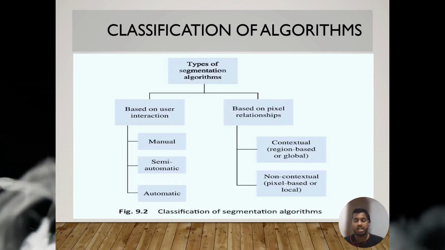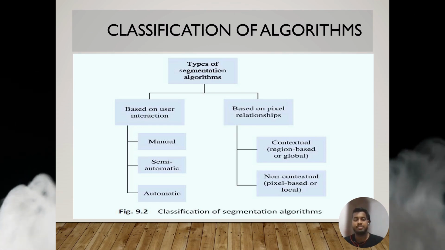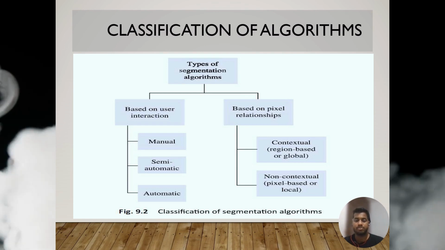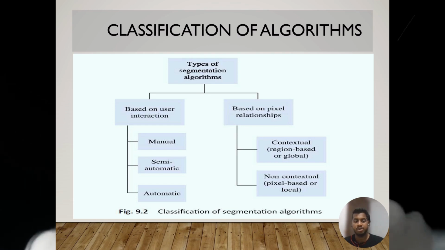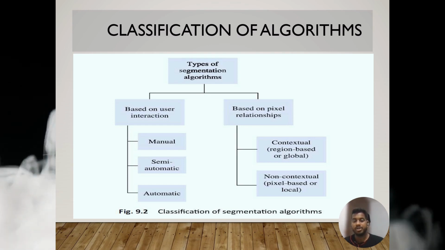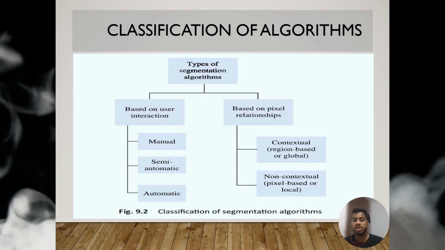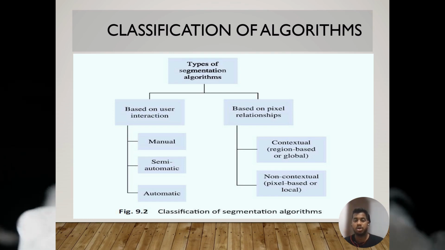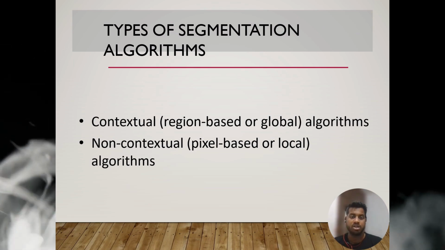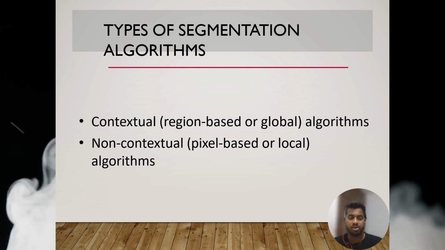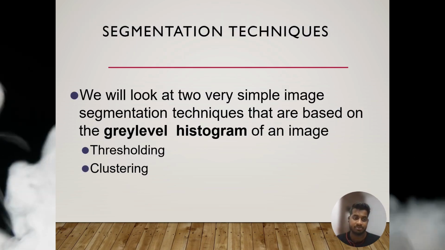So let's look at the classification of image segmentation algorithms. There are two types, based on user interaction and based on pixel relationships. Based on user interaction, we have manual, semi-automatic, and automatic. While based on pixel relationship, we have contextual, that is region-based or global, and non-contextual, that is pixel-based or local. We know that there are two types, contextual and non-contextual. We just covered this.